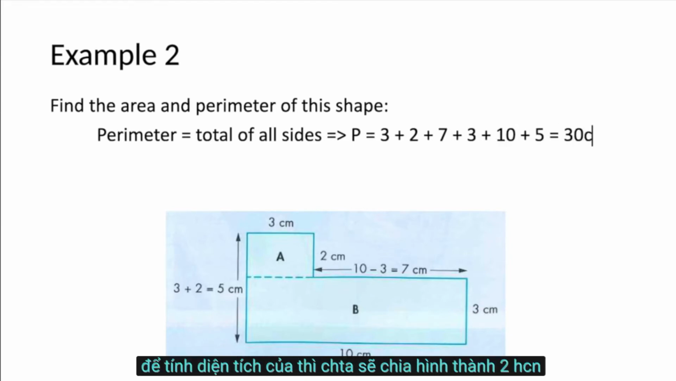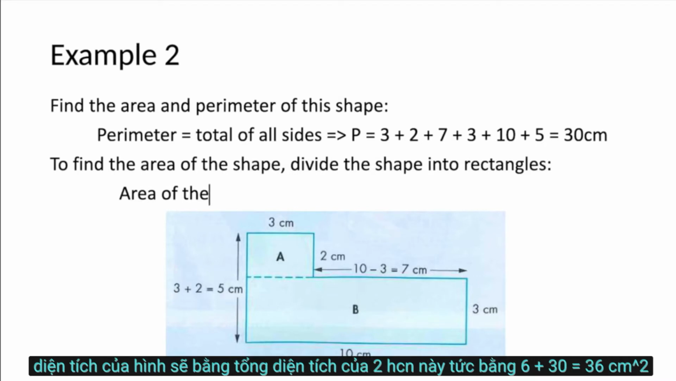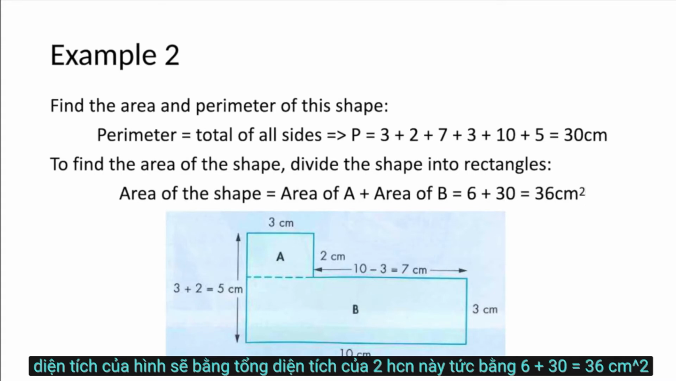For the area, divide the shape into rectangles. Here, we have divided the shape into rectangle A and rectangle B. The area of the shape is the total area of these 2 rectangles. That means the area of the entire shape is 6 plus 30, which is equal to 36 centimeters squared.